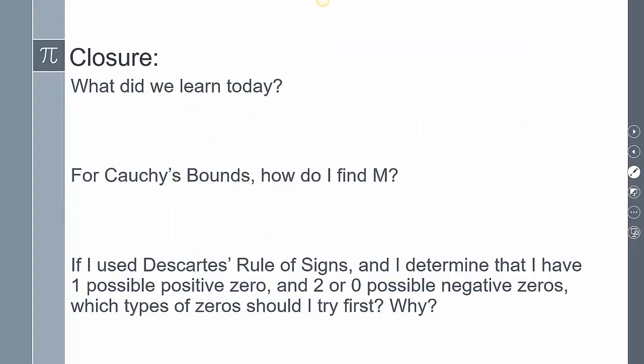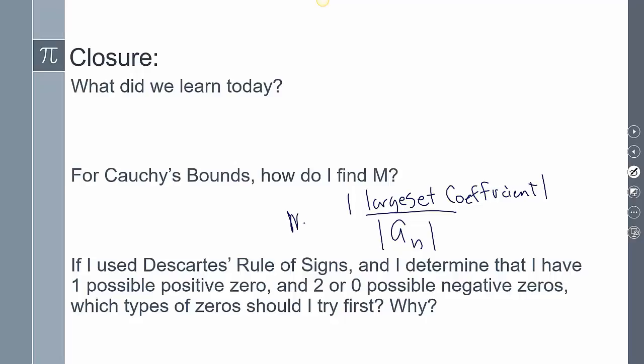Now to conclude our lesson, we did talk about Cauchy's Bound and Descartes' rule of signs. For Cauchy's Bound, to find m, you take your leading coefficient and take the absolute value of that, and then you find the largest other coefficient. You look at the other coefficients, take the absolute value of those, and that's going to be your m.